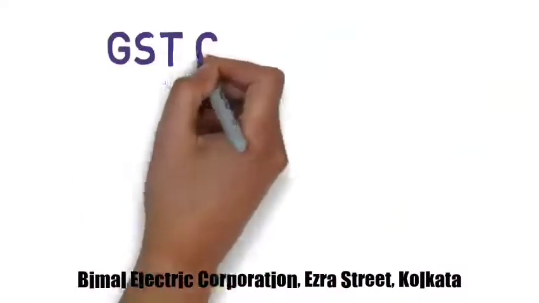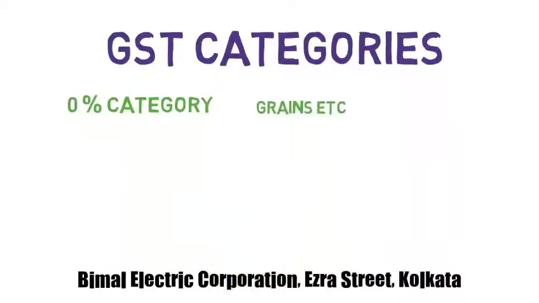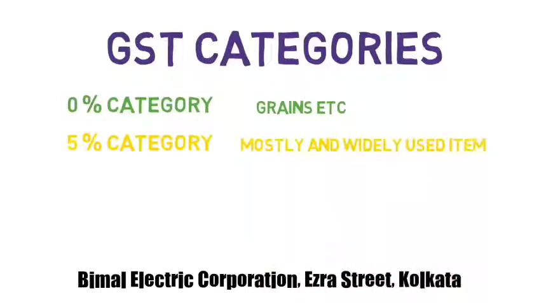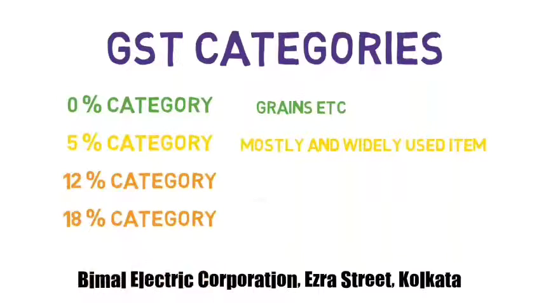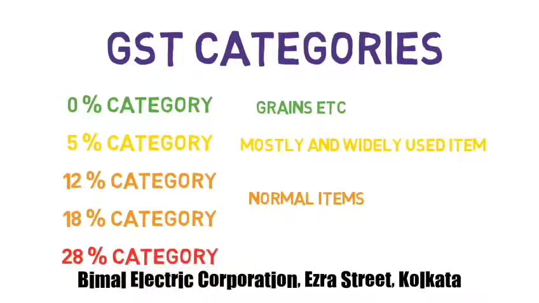We will also have 5 categories in GST in India. A 0% category, which will apply on food grains, etc. A 5% category, which will apply on mostly and widely used items. The 12 and 18% categories, which will apply on items which are normally used. And a 28% category, which will apply on luxurious items.